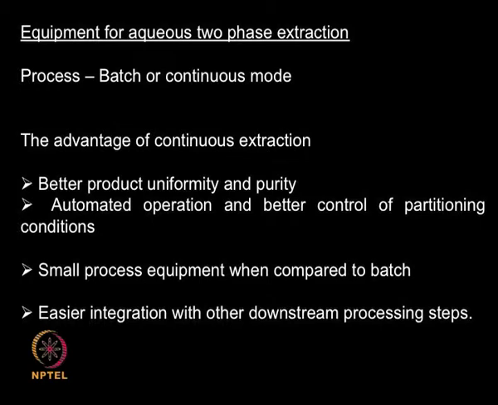You get better product uniformity, you get better purity, you can go into automated operation, and we have better control of partitioning conditions. That is one of the main advantages. We can even go for smaller process equipment when compared to batch. In batch you may require a very large tank, whereas in a continuous system we may do the whole job in one-fourth or one-fifth the size of this large tank, and it is easier to integrate with the downstream processing.